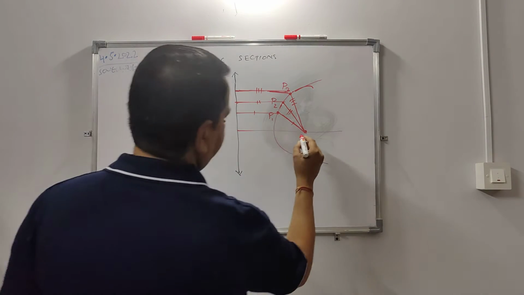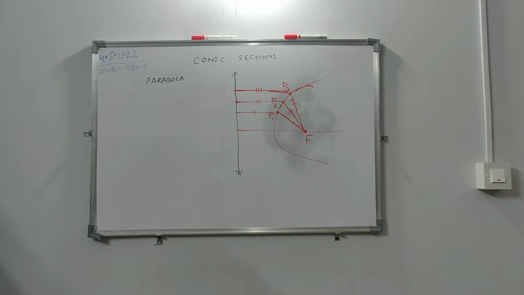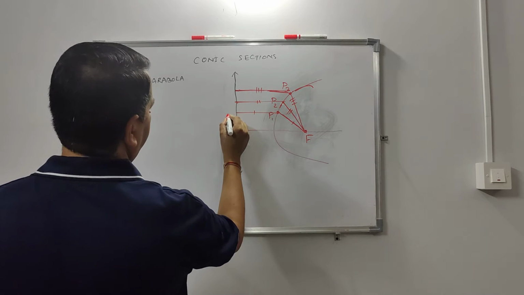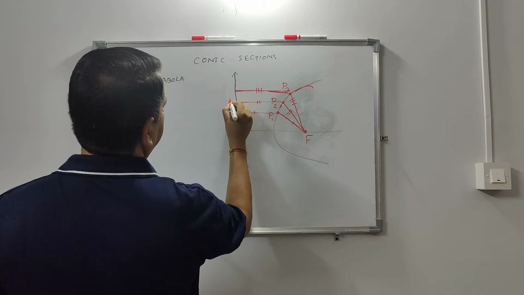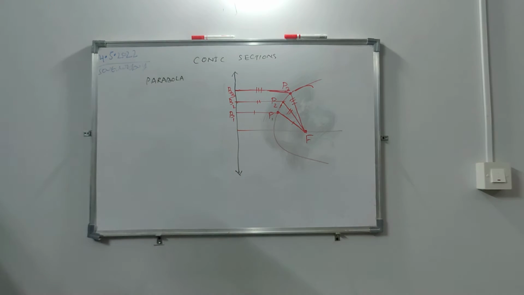Let us say this point is F. And let us say this is my B1, this point is B1, this point is B2, this point is B3.